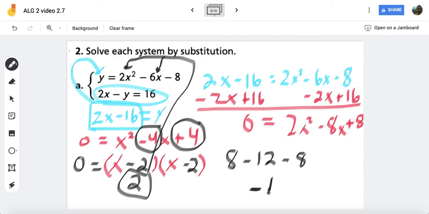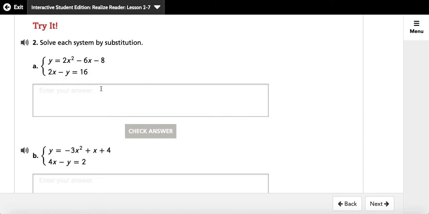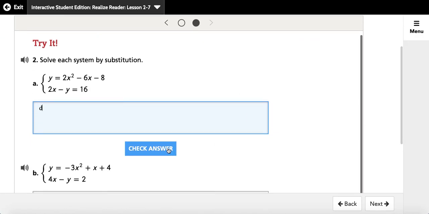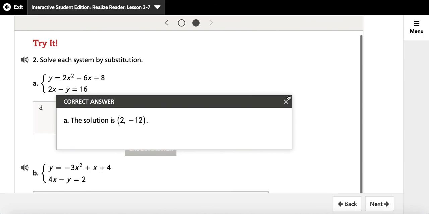Final answer, the only place where these two graphs would cross, the only solution to the system is the point 2, negative 12. Well, I better check this out to see if I messed up, then I'm going to have to reshoot the video. 2, negative 12. All right.